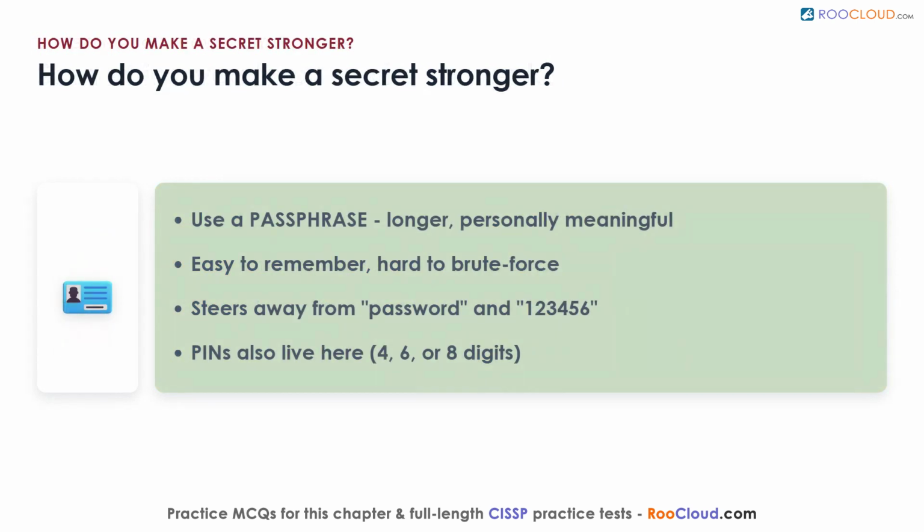How do you make a memorized secret stronger? You reach for a passphrase. A passphrase is a longer string that carries personal meaning, like a short sentence about earning your certification. Run together without spaces if the system rejects them. It is easy to remember yet hard for a brute force tool to crack, and it steers users away from predictable choices like the word password or a simple number run. Personal identification numbers also live in this factor, typically 4, 6, or 8 digits. A passphrase is like a full lyric, only you would think of far tougher than a single word.